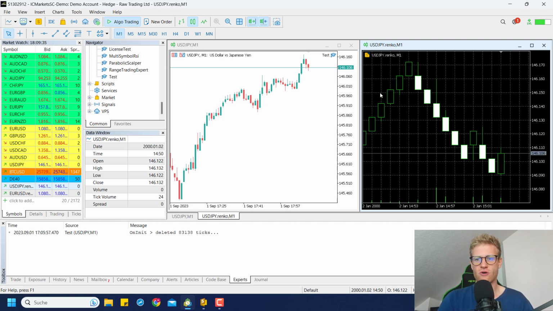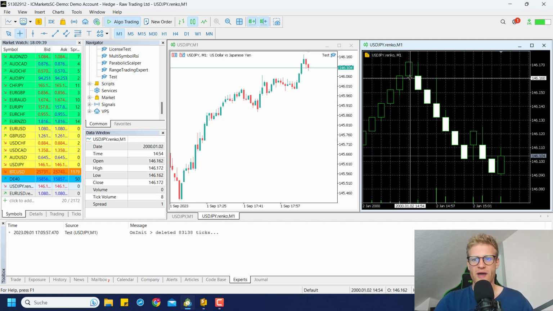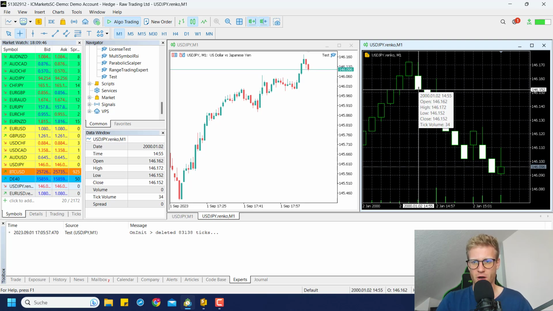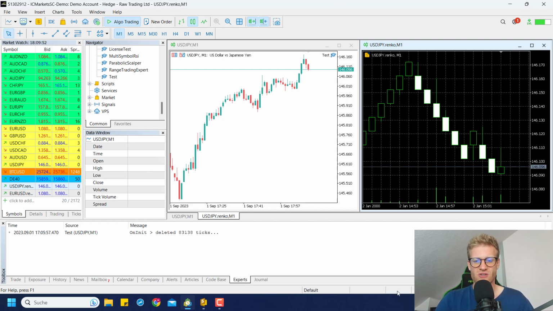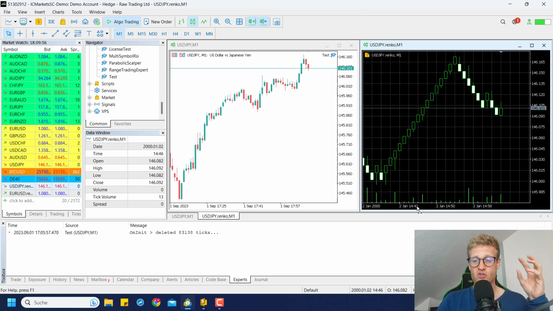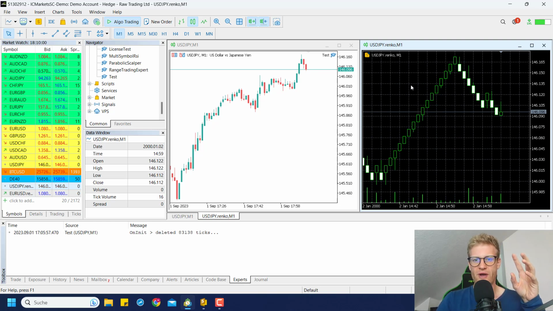And usually Renko charts are built like this. So you have a bar, for example, this black bar at the top, and if the price is 10 points below the low or 10 points above the high of this bar, then it will create a new bar. So this is the main difference when it comes to Renko charts. And Renko charts can be used to really have a look at the price action.